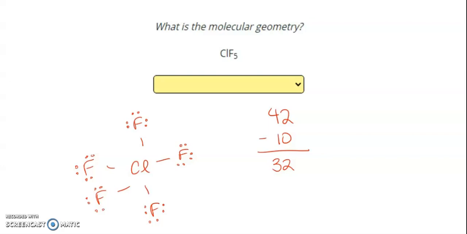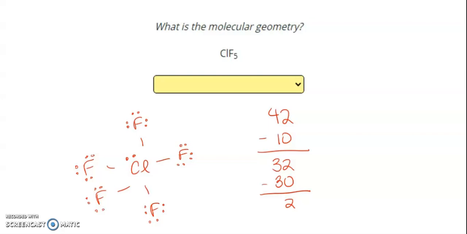I have 5 fluorine atoms. I added 6 electrons to each, so that gives me 30 electrons I just added. That means I still have 2 electrons, 32 minus 30. So 2 electrons that I need to add. I'm going to put those on the central atom, so those are going to be on chlorine. Now that I have the Lewis structure, I can determine the shape.